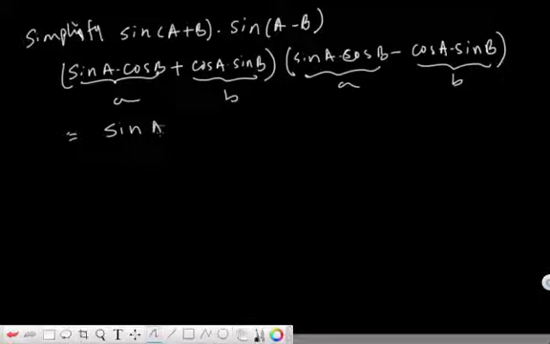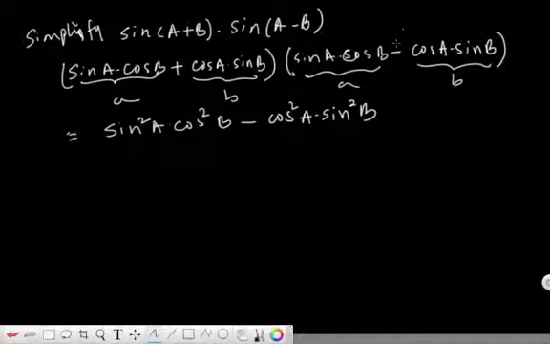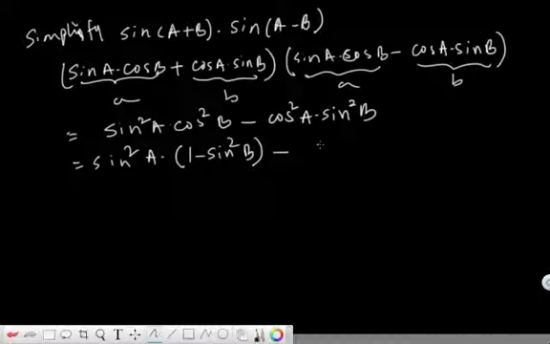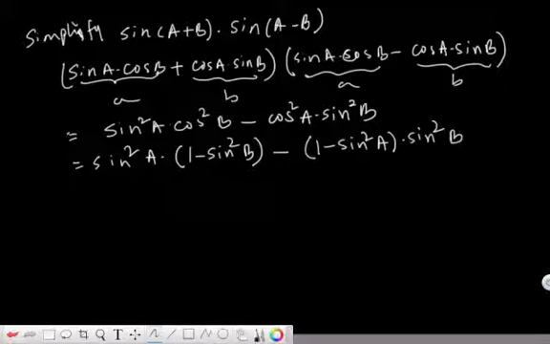So it becomes sine square a cos square b minus cos square a sine square b. The problem asks us to simplify sine of a plus b times sine of a minus b in terms of sine function. So we should convert cos into sine. Let's do that. We know from our basic trigonometric identity that sine square theta plus cos square theta is 1. So cos square theta is 1 minus sine square theta. So we get sine square a times 1 minus sine square b, minus 1 minus sine square a times sine square b.